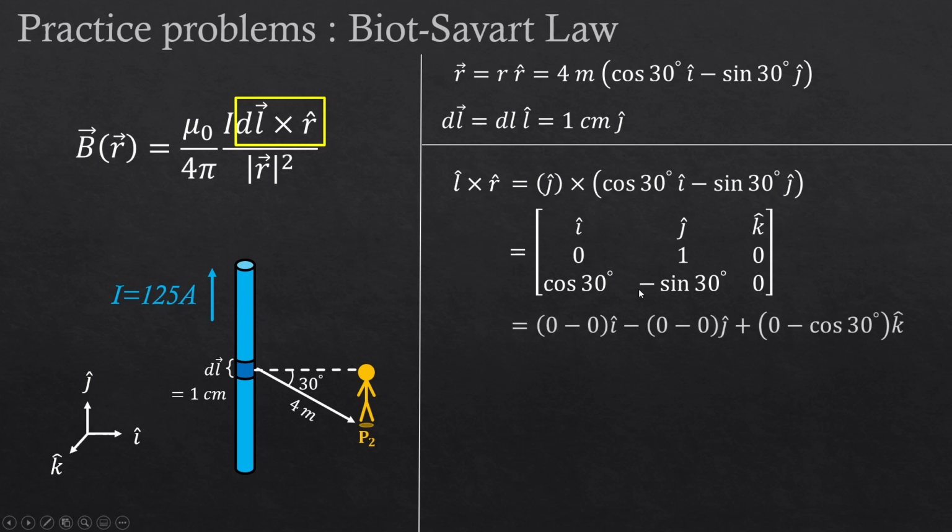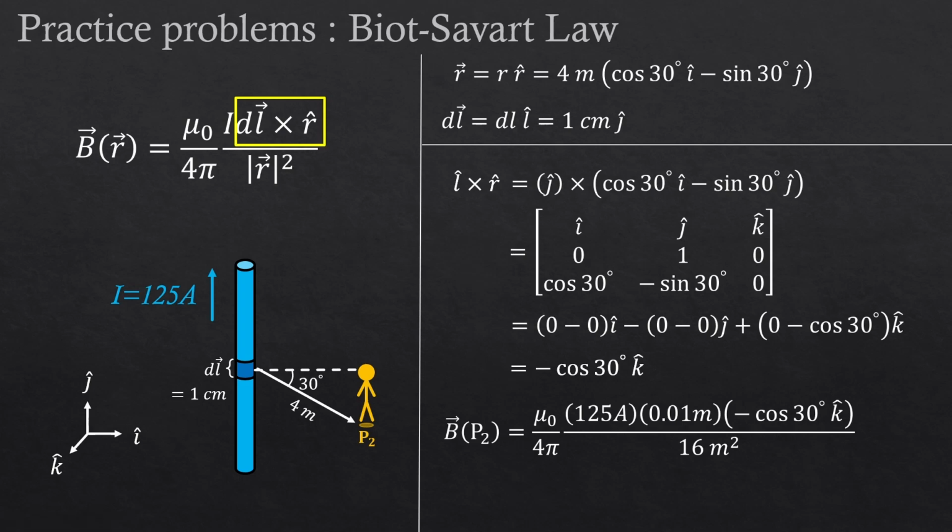And if you do the math correctly, you'll get negative cosine 30 degree in the k hat direction. So make sure you get the same thing, and plug in the result. Magnetic field is 6.766 times 10 to the negative 9 Tesla in the minus k hat direction. It's 10 to the negative 9, so it's a bit weaker than the previous one, which makes sense because you're in fact farther than before and even off from the plane.